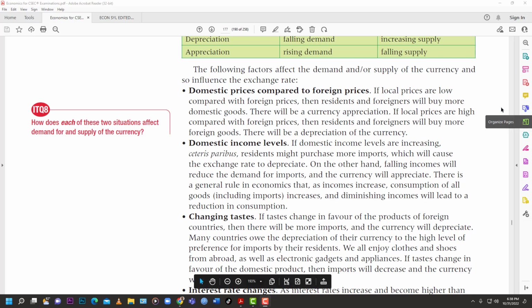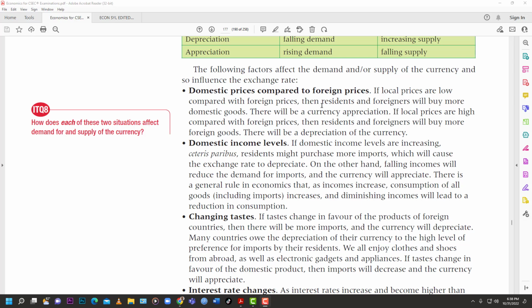If local prices are low compared to foreign prices, then residents and foreigners will buy more domestic goods. There will be a currency appreciation. If local prices are high compared to foreign prices, then residents and foreigners will buy more foreign goods. There will be a depreciation of the currency. We looked at it earlier, but let's look at it a little deeper. Hear what it's saying here.